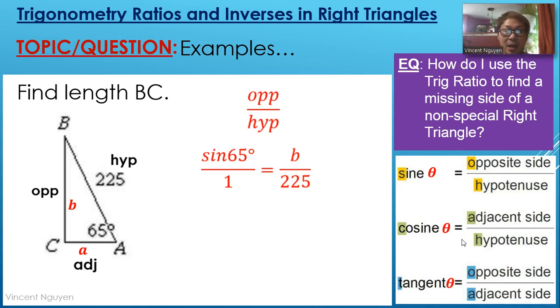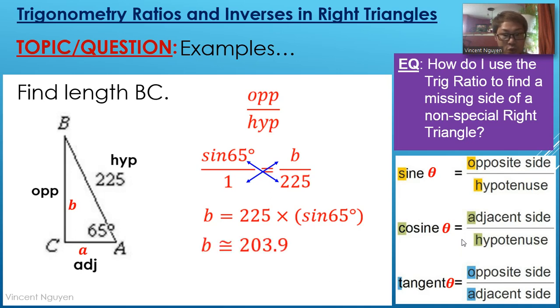Okay? And then again, go back to the basics and cross multiply. We get b equals 225 times sine of 65 degrees. And if you enter this into your calculator correctly, you should get 203.9. Okay? 203.9, which is also reasonable. Okay? Because the hypotenuse is 225. All right, one more example.